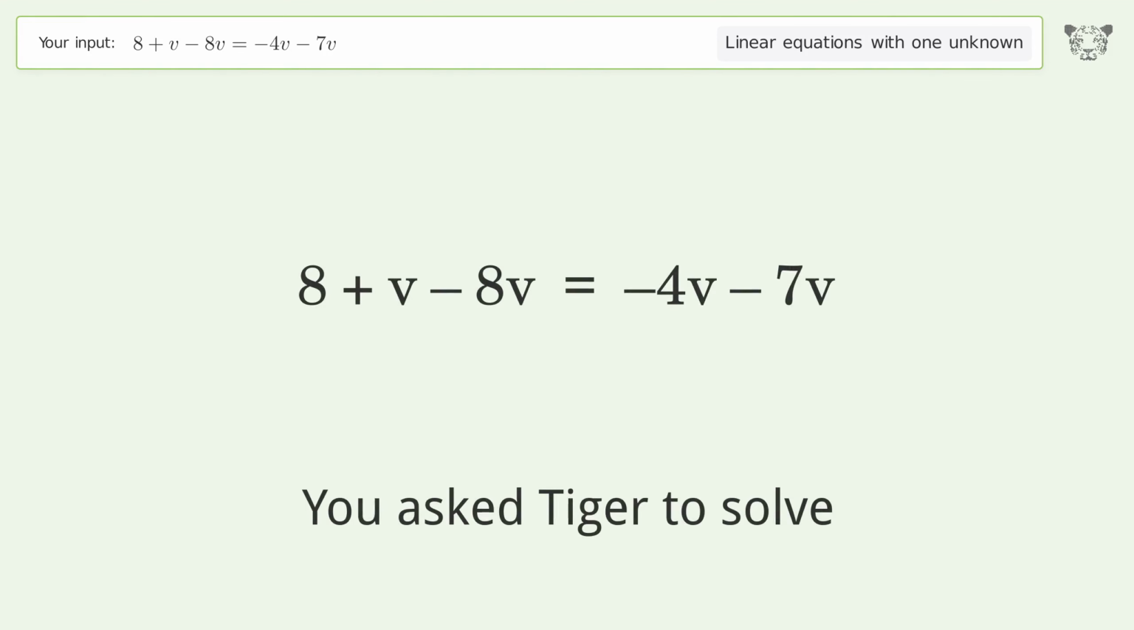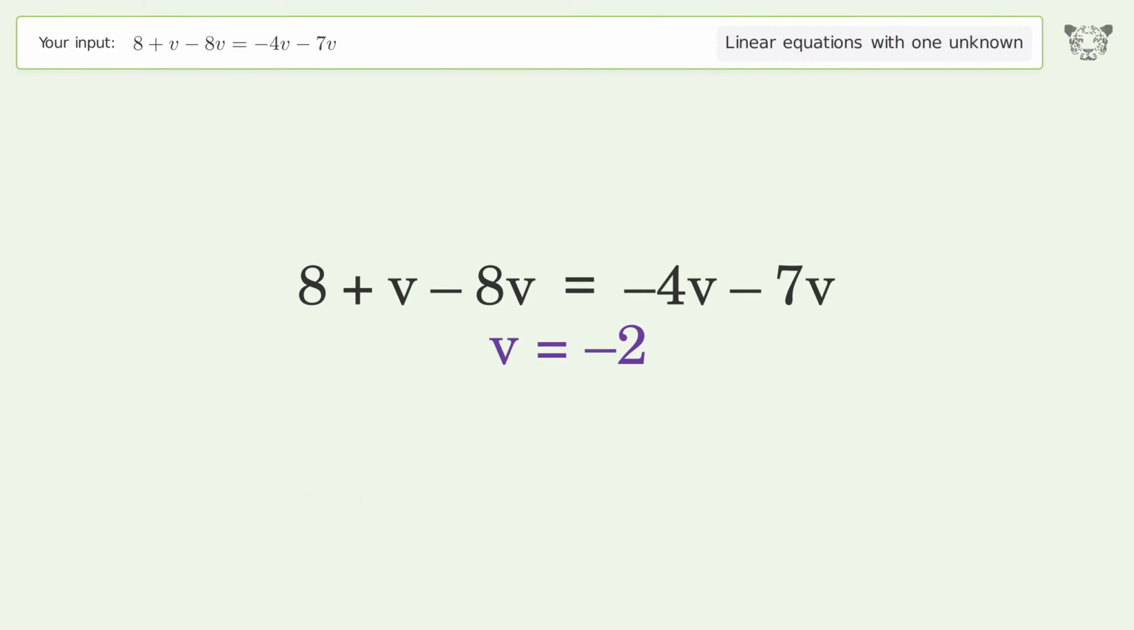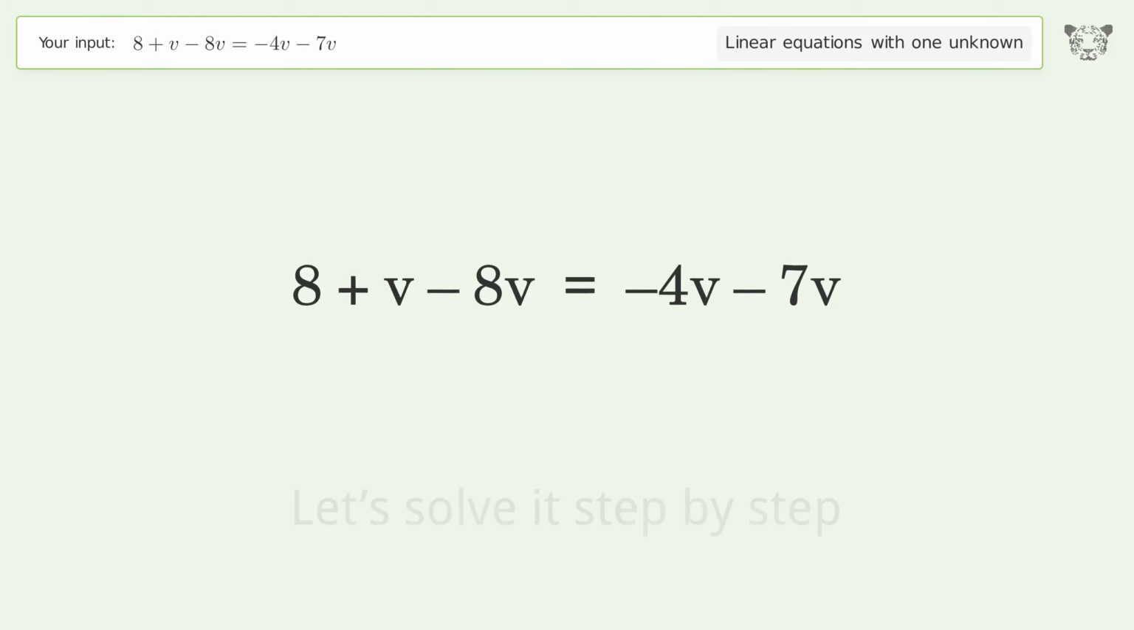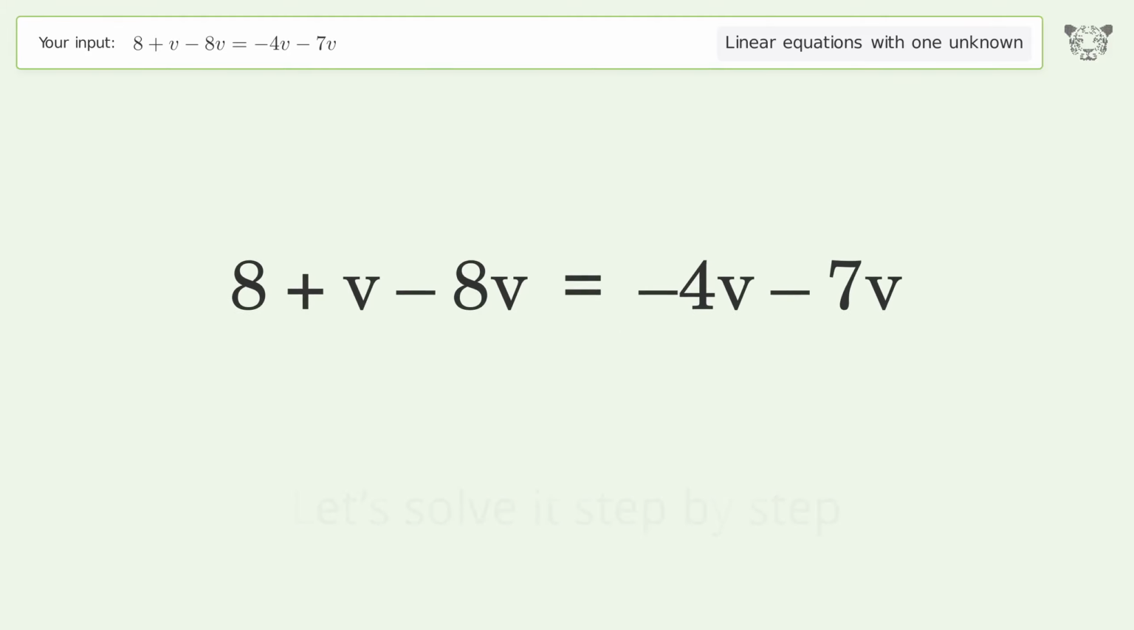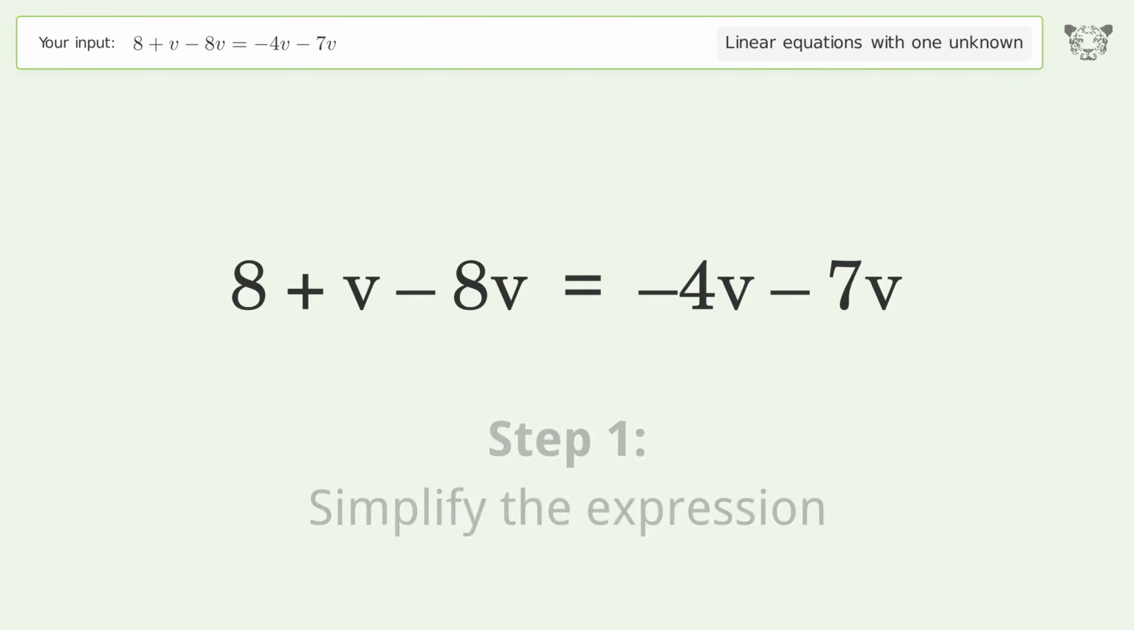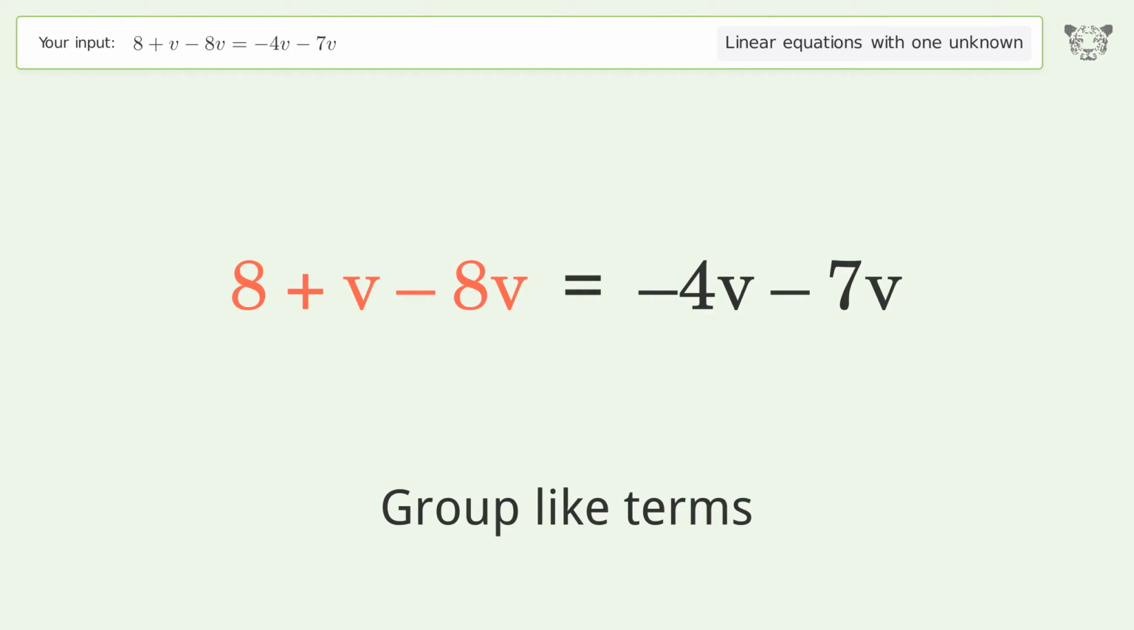You ask Tiger to solve. This deals with linear equations with one unknown. The final result is v equals -2. Let's solve it step by step. Simplify the expression. Group like terms.